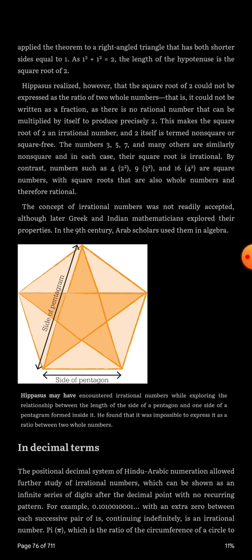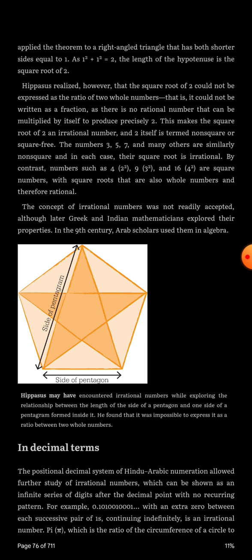the positional decimal system of Hindu-Arabic numeration allowed further study of irrational numbers, which can be shown as an infinite series of digits after the decimal point with no recurring pattern. For example, 1.010010001 with an extra zero between each successive pair of ones, continuing indefinitely, is an irrational number.